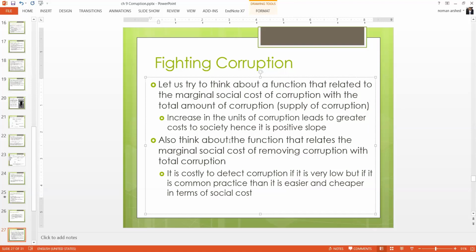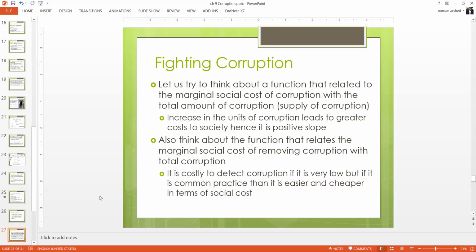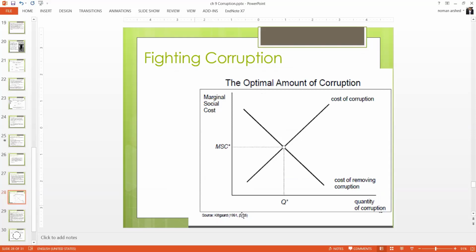And also think about a function that relates the marginal social cost of removing corruption to the total amount. It is costly to detect corruption if it is very low, but if it is a common practice, it is easier and cheaper in terms of social cost. So if there is high corruption, it is easier to find. If it is very low, it is hidden and very difficult to find. So in terms of marginal social cost, if the corruption is increasing, the cost is high.